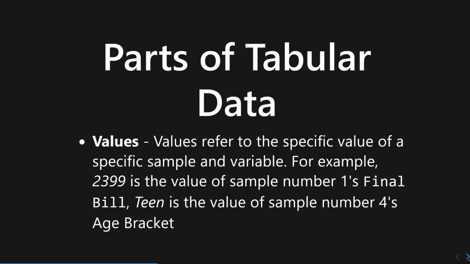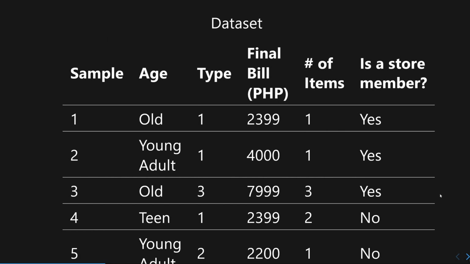You also have values as well. Values refer to the specific value of a specific sample and variable. So if you look at the individual cells in this table, that would refer to the values. Looking at 2399 right here, this is the value associated to sample number 1, specifically from the variable final bill. If you look at something else, let's say, young adult right here, this is the value from sample number 2, specifically from the variable age. For example, 2 right here, this number is also a value, of course, from sample number 4 from the variable number of items.